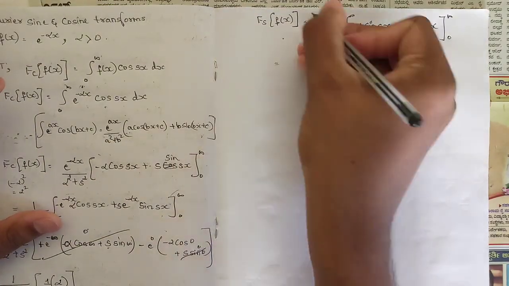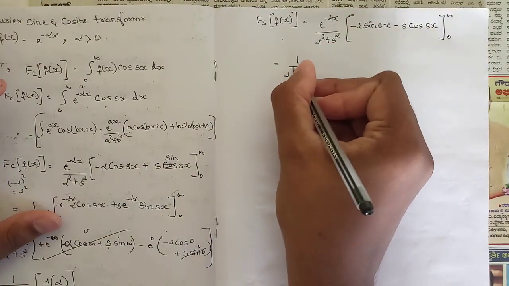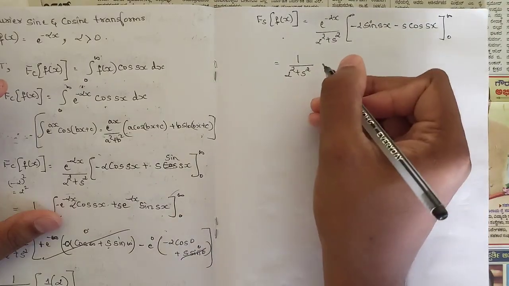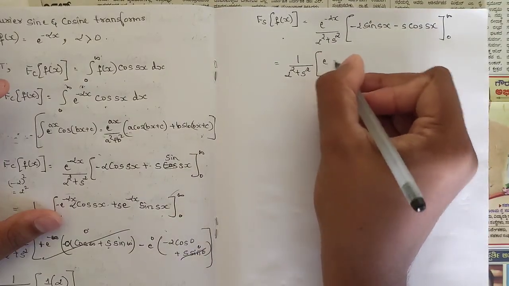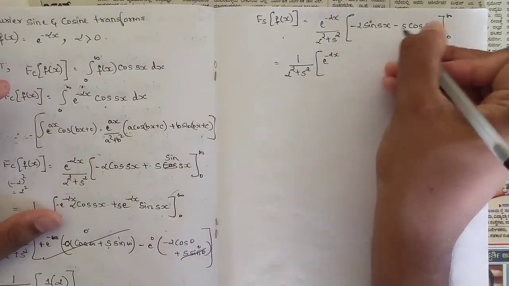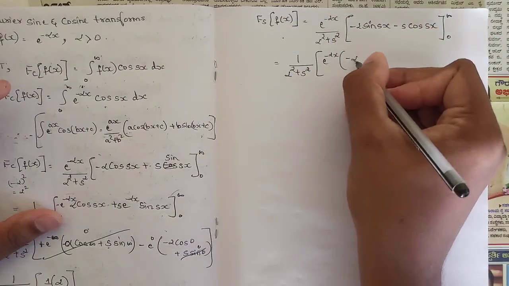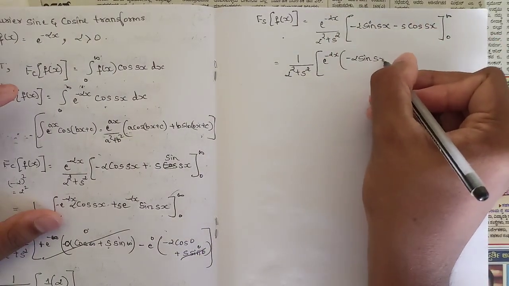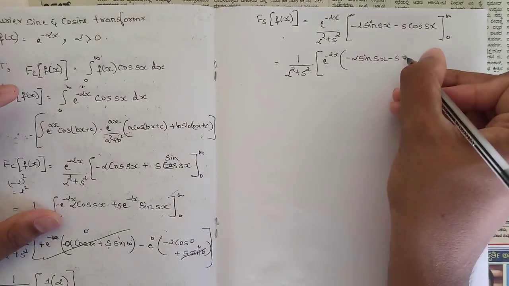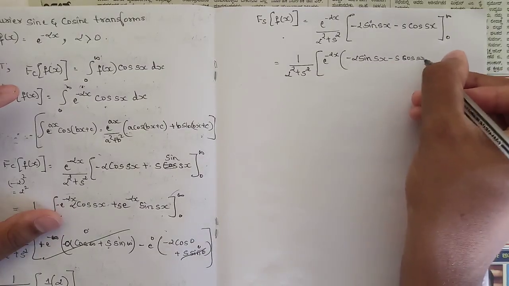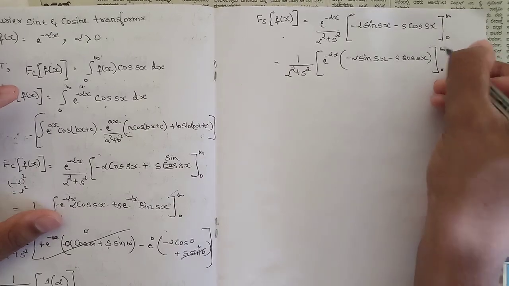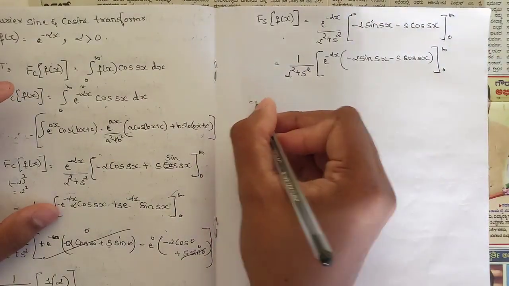So now again in this case we take 1 by alpha square plus s square outside, and e power minus alpha x as common for both these terms, so it will be minus alpha sin sx minus s cos sx, and the limits are from 0 to infinity. So now let's apply the limits.